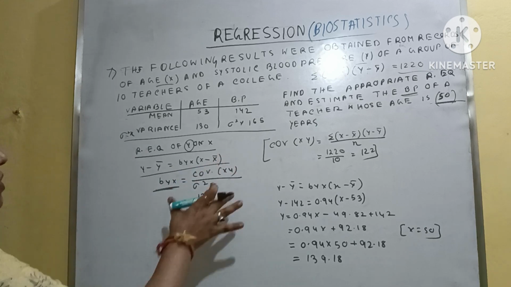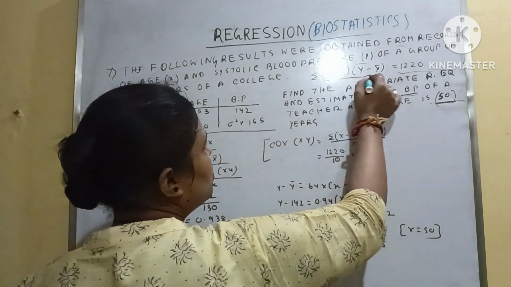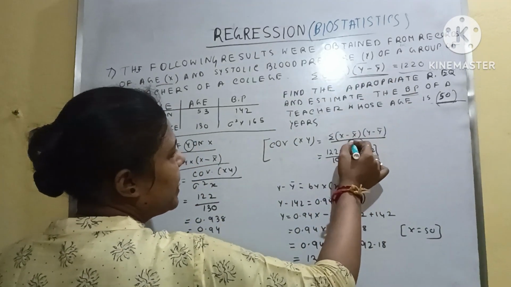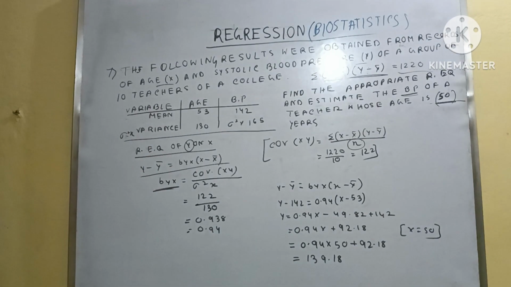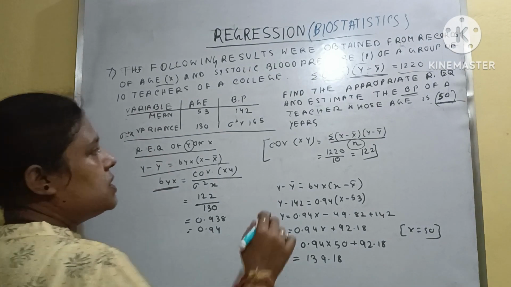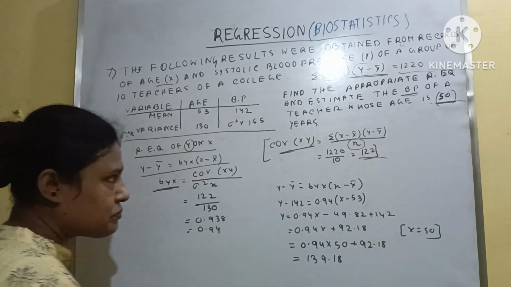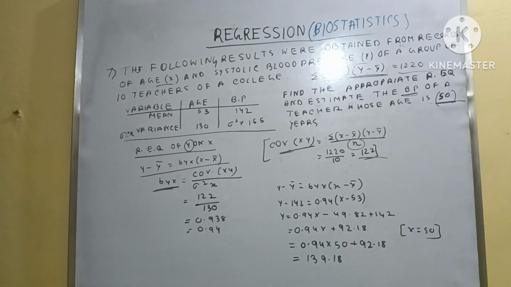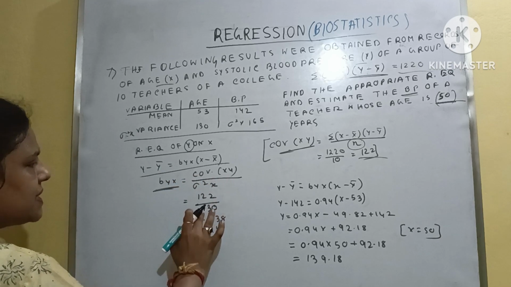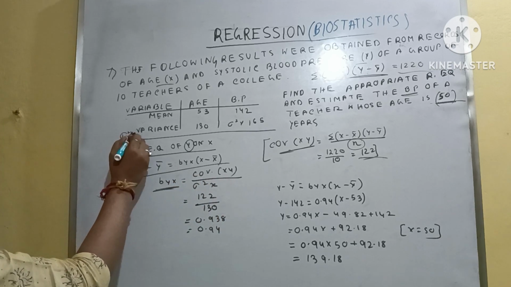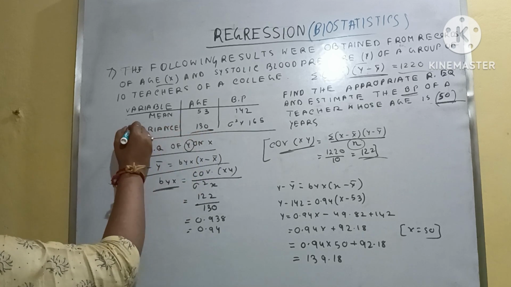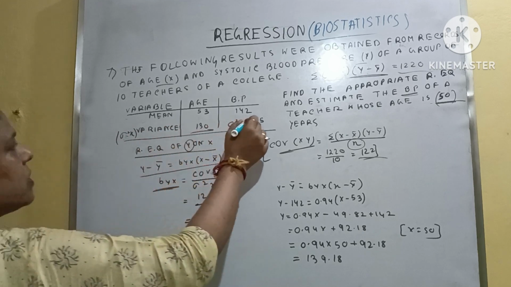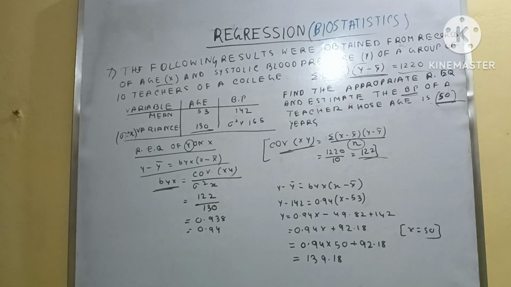How to calculate the value of this? Actually this value is divided by the number of individuals. So this is the value of COV(x,y). Clear? And this value is put here, and sigma square x is 130, and sigma square y is 165. So by putting the value of 130 we will get the byx value.